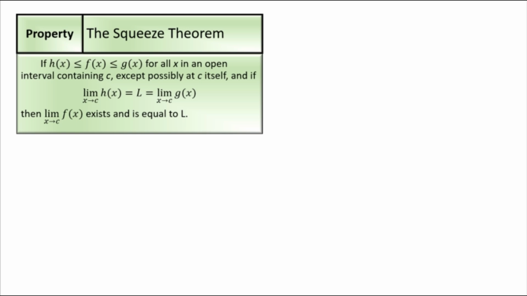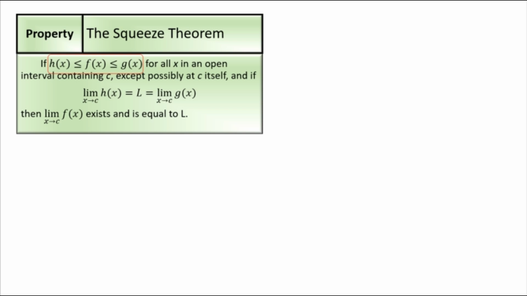The theorem states that if h of x is less than or equal to f of x, which is less than or equal to g of x, for all x in the open interval containing c, except possibly at c itself, and if the limits of these functions h and g that sandwich f of x are both equal to a real number L as x approaches c, then the limit of f of x itself as x approaches c should also be equal to L.